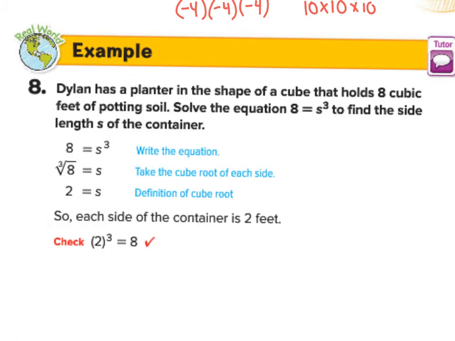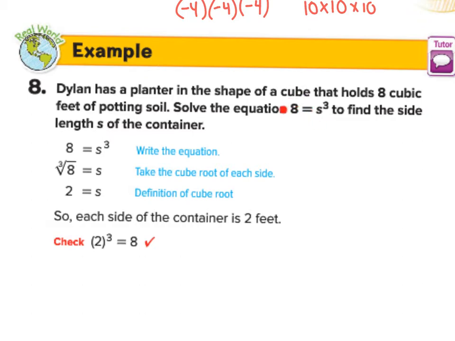Now let's put it into practice. Dylan has a planter in the shape of a cube that holds 8 cubic feet of potting soil. Solve the equation 8 equals s to the power of 3, or s cubed, to find the side length s of the container. See, it's a cube flower planter, so that means all the dimensions, all the sides, are the same.